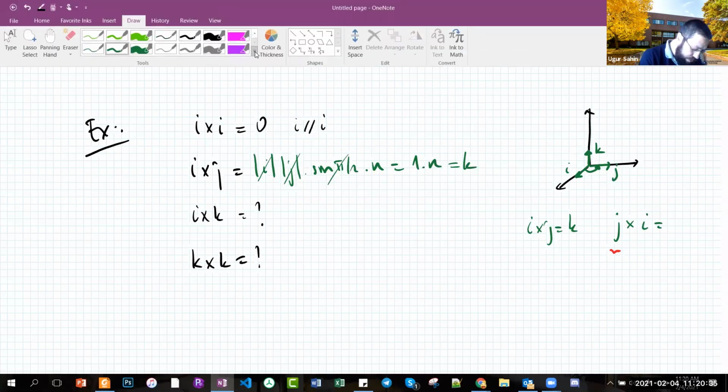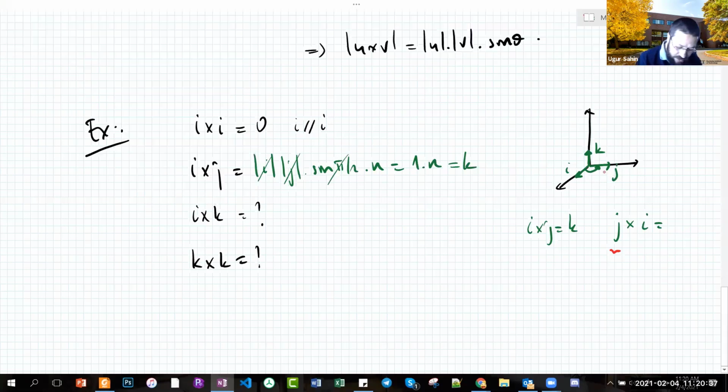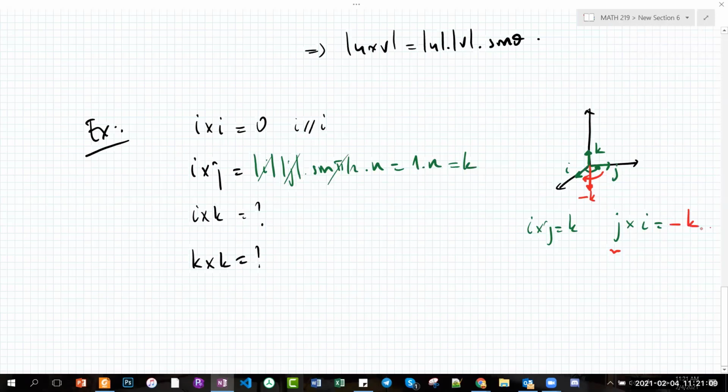That is why, because of the right-hand rule, my thumb should show right above. But this time, look at it. If I start by J, if I use my fingers from J to I, this time the perpendicular vector is going to be this vector because of the right-hand rule. And this vector, perpendicular to I and J, has the opposite direction to K, which is negative K. Professor? Yes.